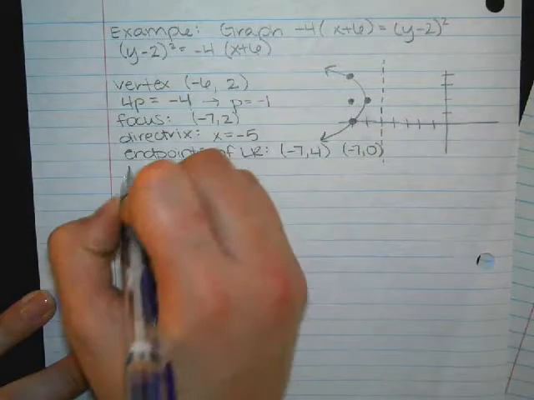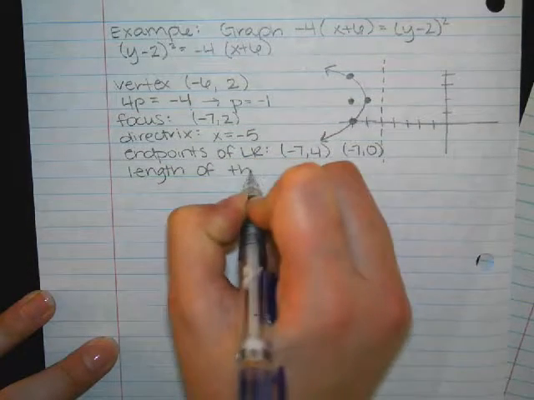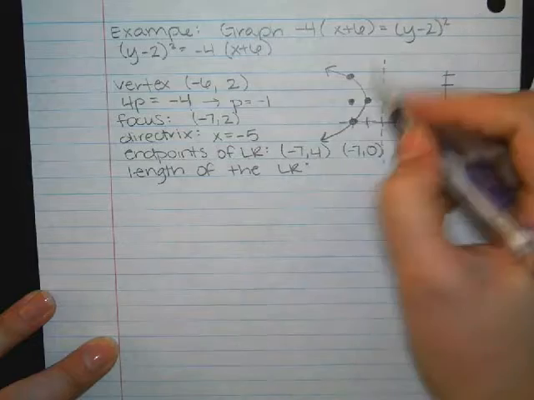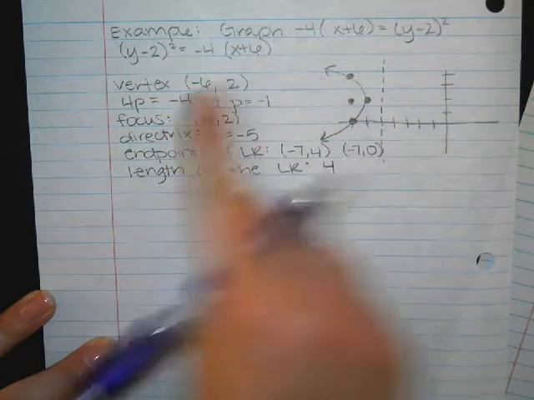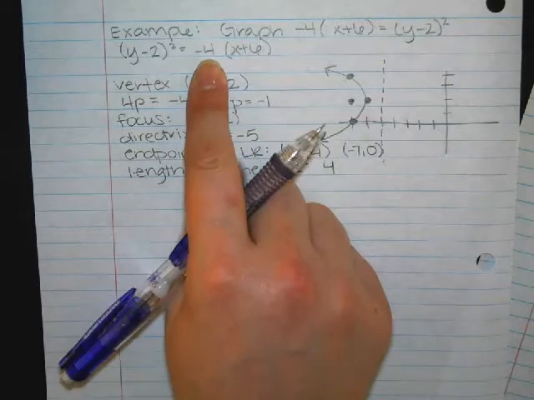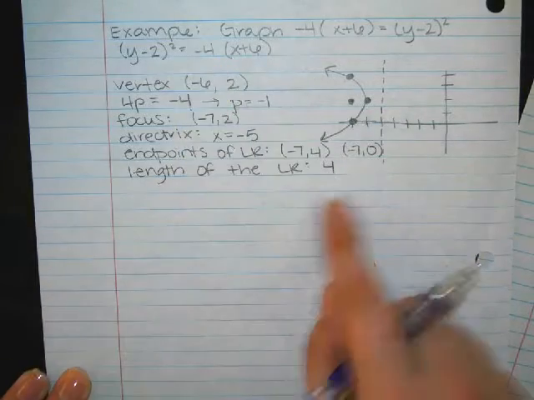The length of the latus rectum, we went up 2 and we went down 2, so what's the whole length? 4. And you'll notice that matches the number in front of the parentheses. It's just not negative because lengths are not negative. So the length is 4.